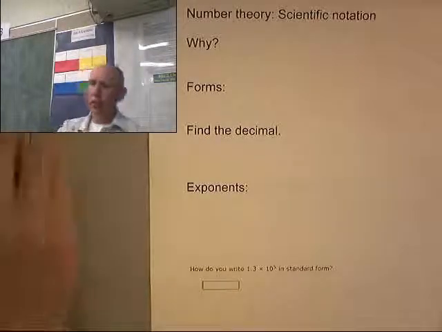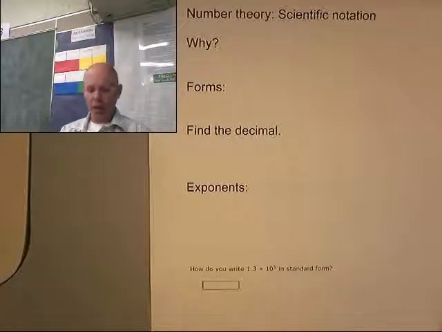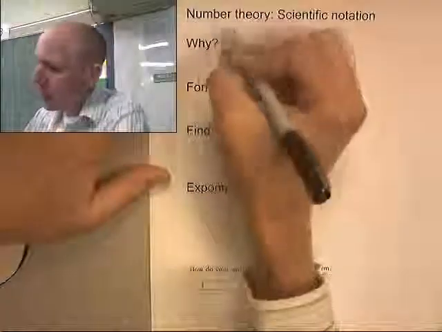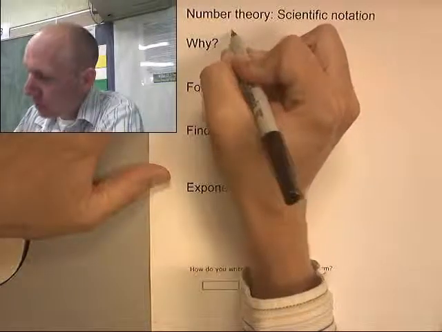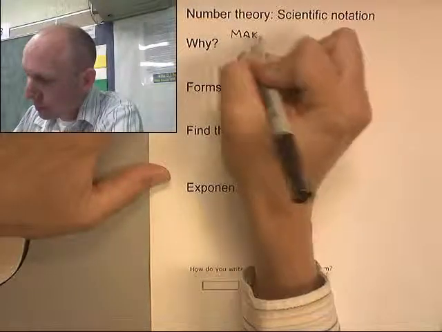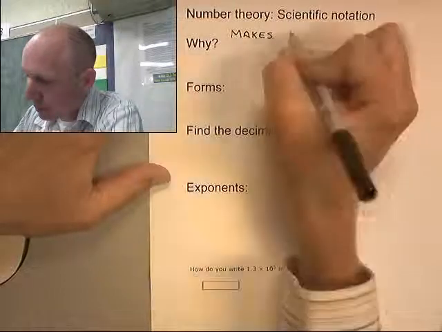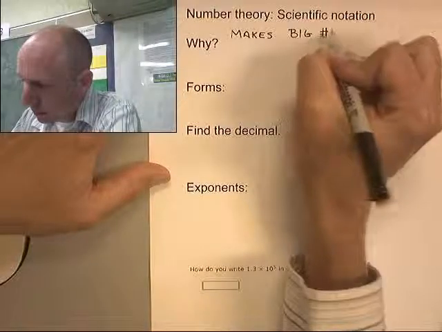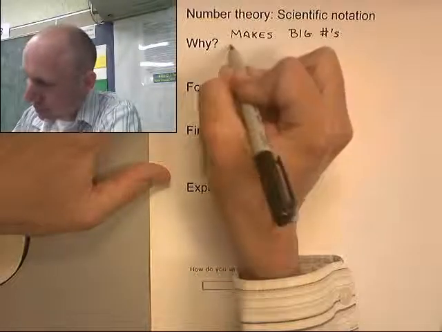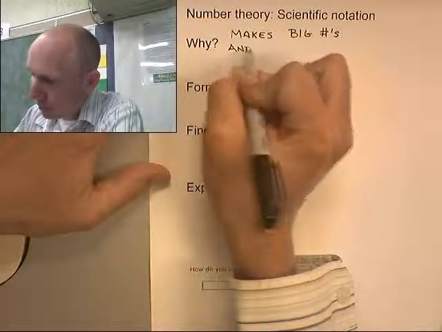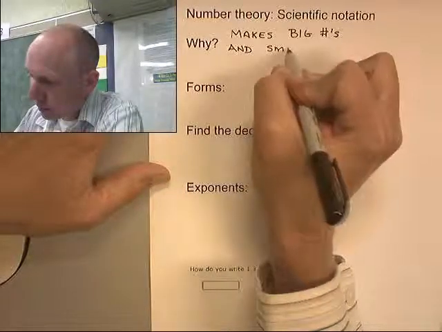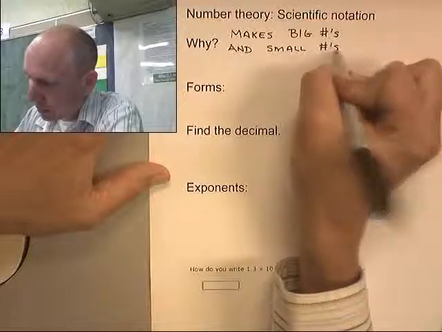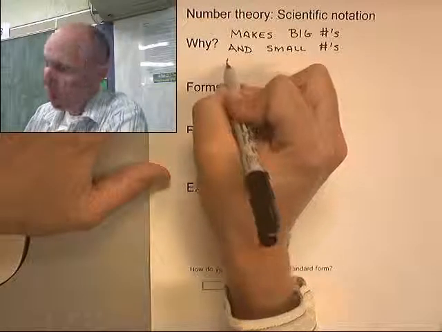Scientific notation. Why should you care about it? It's a good question. Here's why. Scientific notation makes big numbers and small numbers easier to work with.